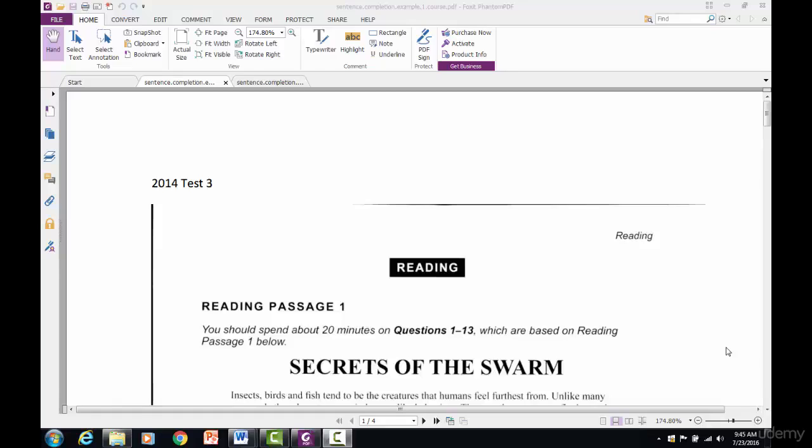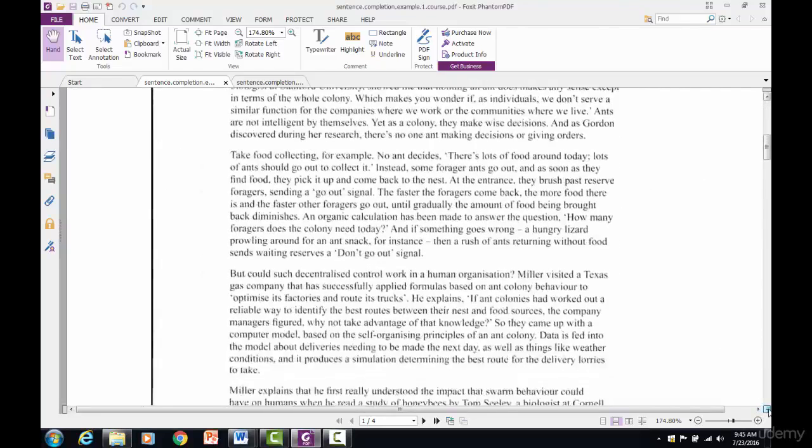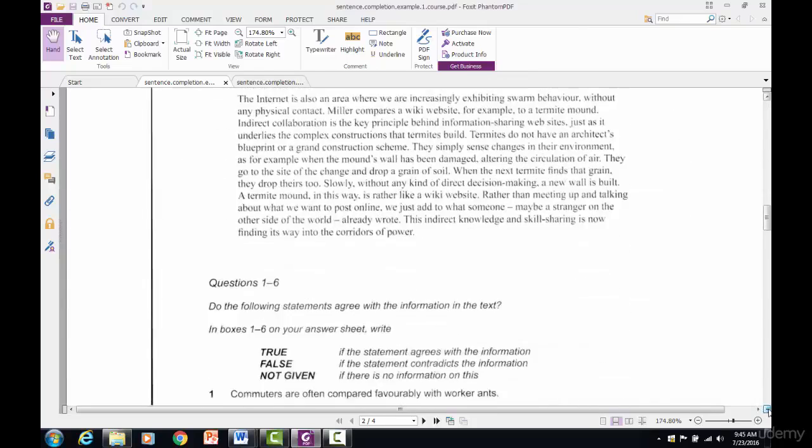Okay, so let's go ahead and take a look at how to do the sentence completion question. We have already gone over the strategy for it, but just as a quick reminder, when we are doing it, you have to be able to look at the questions and look at the keywords in the questions. And so let's take a look at the question here.